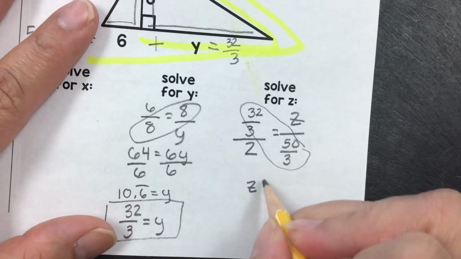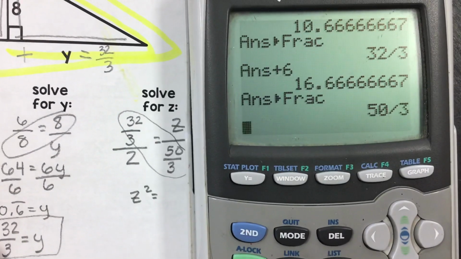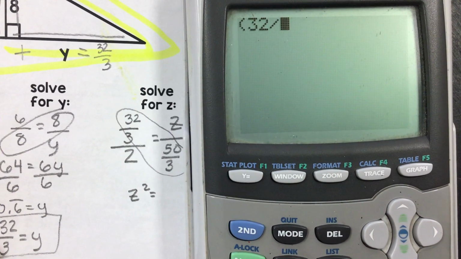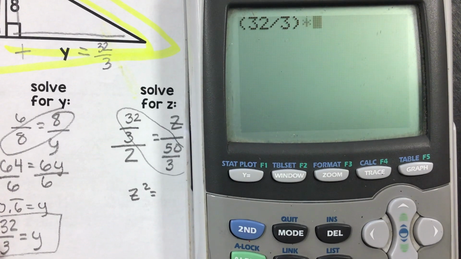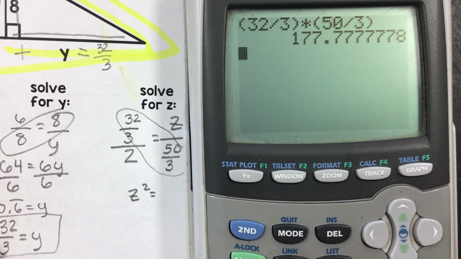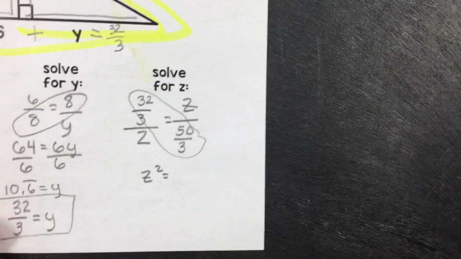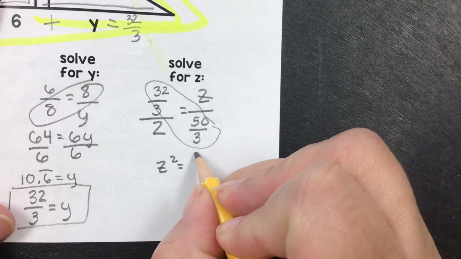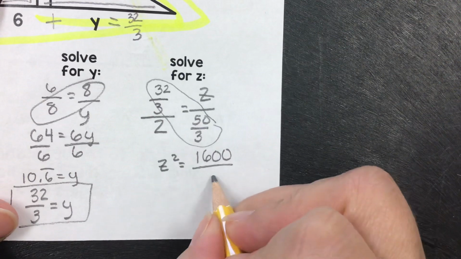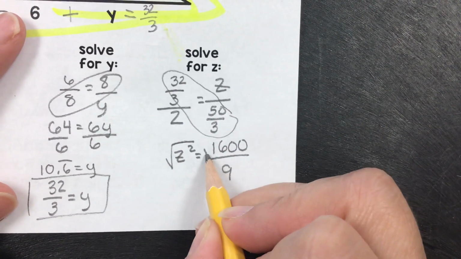We have a z squared is equal to, and don't let those fractions scare you. We just put them in parentheses, 32 thirds times 50 thirds, like this. Hit enter, you get that mess, math, enter, and you have 1,600 divided by 9. And we're going to do the square root of both sides.